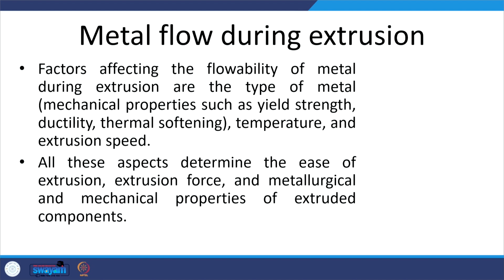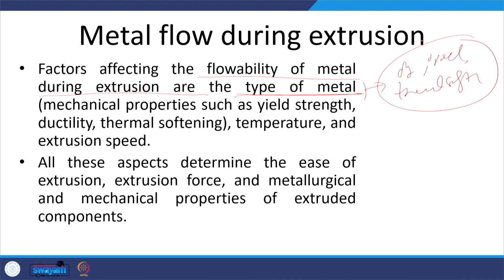The material must have enough flowability, and it should show plastic behavior to facilitate the extrusion. The material must show enough flowability during the extrusion to facilitate the production of the desired size and shape. The flowability of the material during the extrusion depends on the type of material, which we basically see in terms of the yield strength, the ductility or the thermal softening. So, different materials will show different yield strength. Say aluminum has very low yield strength, it softens very rapidly, and has very high ductility.